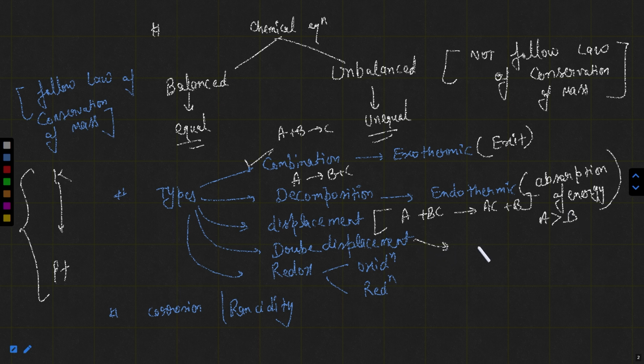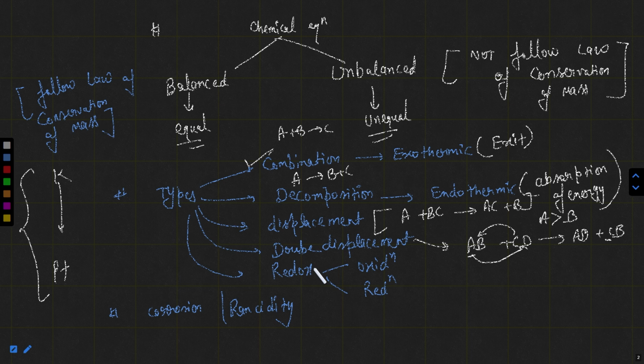In double displacement reactions, what is happening here? Exchange of ions will take place. Exchange of ions means like AB plus CD. So A will combine with D, and C will combine with B. That means A will combine with D, so you will get AD, because cation then anion, and cation then anion, so you will get CB. C is cation, and B is anion. So AD plus CB.